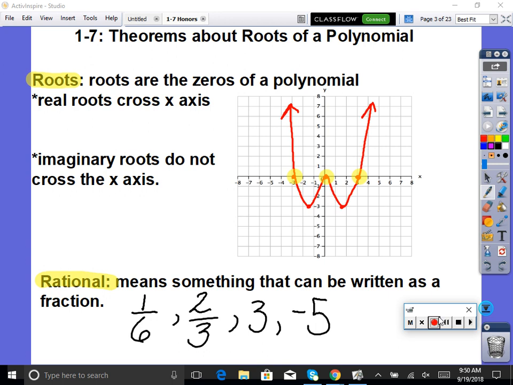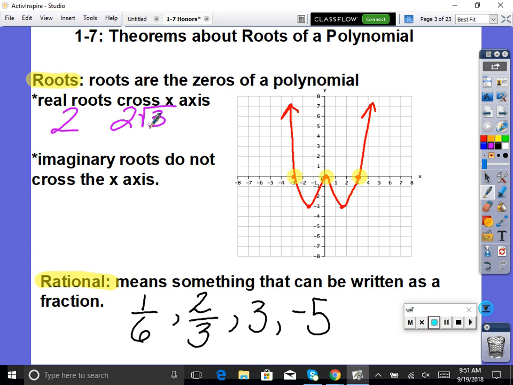Now there are real roots. If we have a real root, it is absolutely true that it will cross the x-axis because right here is the real number line. So real roots have to cross the x-axis. Now real roots could cross the x-axis like a 2, a whole number, or it could be irrational, like 2 root 3, for example. Those are both real roots. They both cross the x-axis. One is rational, one is irrational.